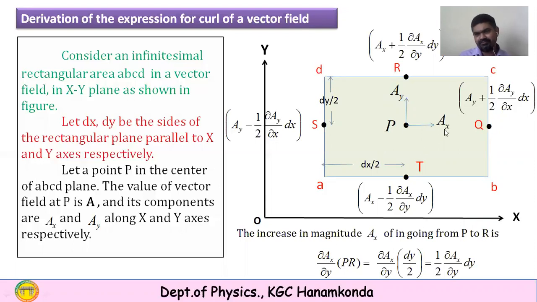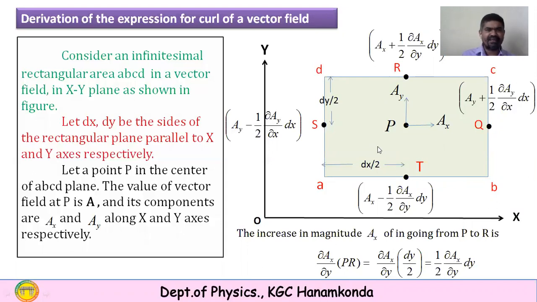Along the x direction, the component along the x-axis is Ax. The component along the y-axis is Ay. So for the derivation of curl, I have taken a two-dimensional plane. In that plane, I am taking a small rectangular area, and a central point P at the center of the rectangular area. On the sides, I am taking midpoints T, Q, R, and S. This is the picture: in that vector field, I have taken a rectangular area.